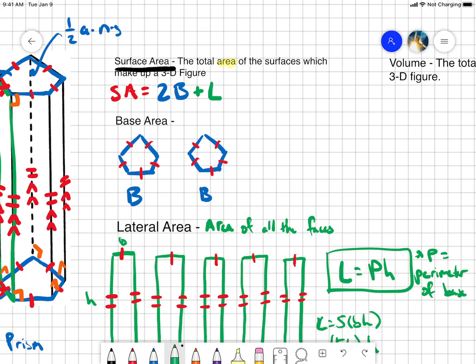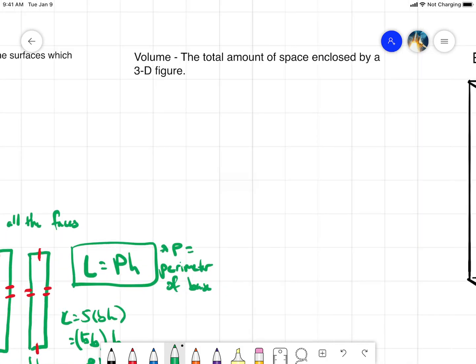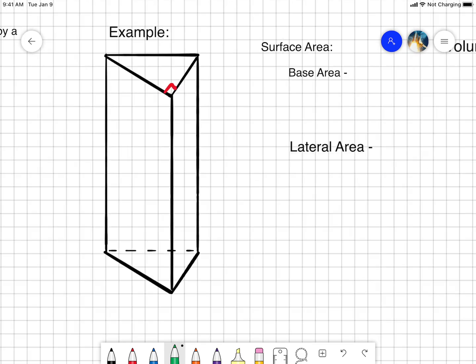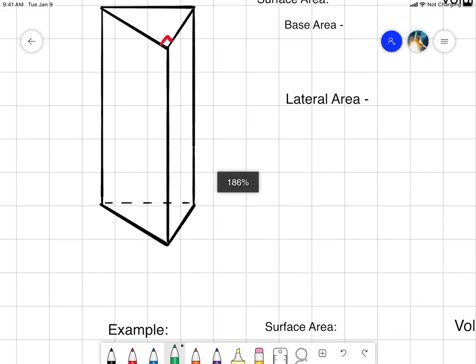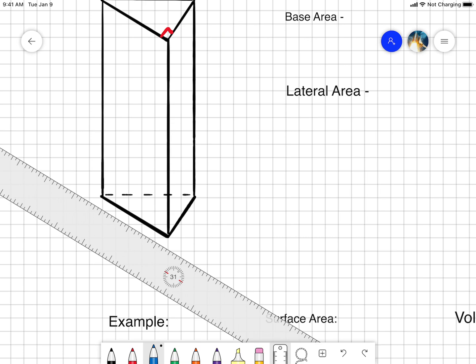All right. So we're not going to talk about volume at the moment. So here we have an example. First off, identify what type of shape this is. It's a triangular prism, right? So this shape right here is a triangular prism.